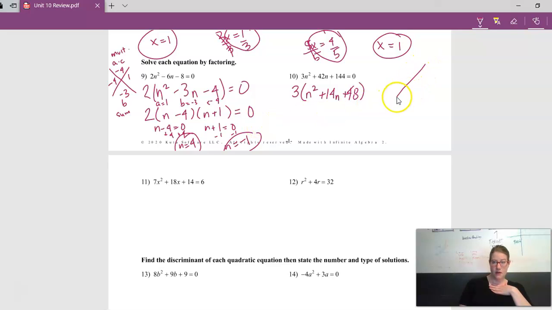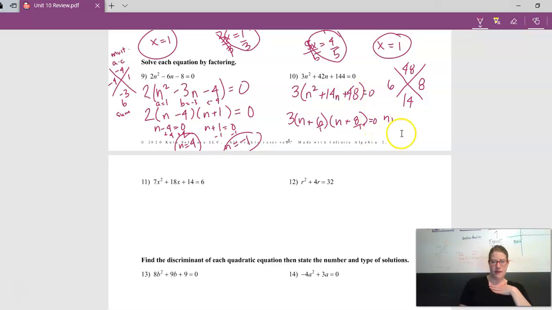Now I can x factor. A times c would be 1 times 48. B would be 14. So I'm looking for two numbers that multiply to 48 and at the same time add to 14. So that would be 6 times 8. 6 times 8 is 48, and 6 plus 8 is 14. So this would be n plus 6 and n plus 8. We would want to divide each of these by a, but a in this case is 1, so it's not changing anything. And then this does equal 0, right?